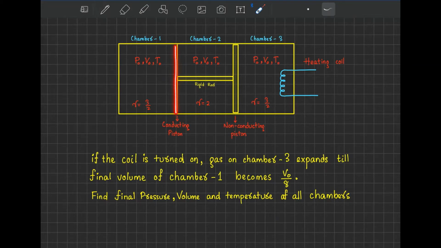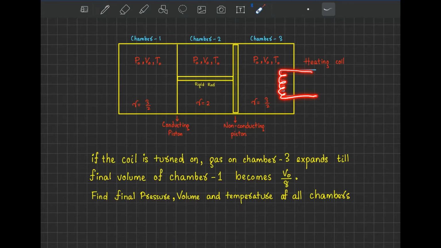Because of these two pistons, it now makes three chambers here. All three chambers have gas with the same initial thermodynamic state, P0, V0, T0, for all three of them. That means the number of moles is also the same. Now chambers 1 and 3 have gases with the same gamma value, which is 3/2, but chamber 2 has gas which has gamma 2. Now here in chamber 3 we are given a coil also.